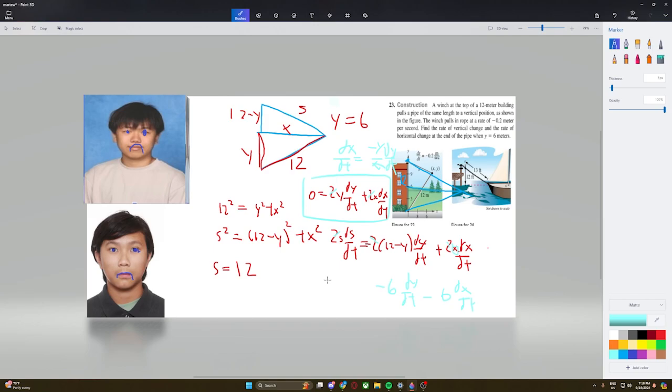So we got -12 dy/dt equal to s ds/dt, which is 12 times -0.2, which is -1/5.